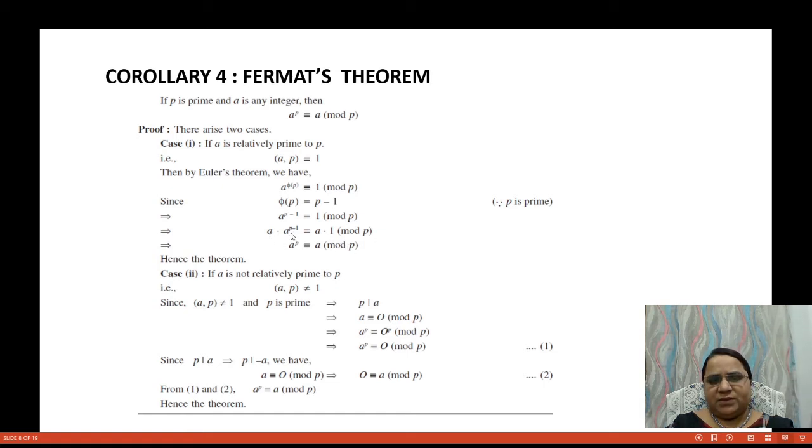Since the base is same, so powers can be added, 1 plus p minus 1 will be a raised to p. So a raised to p is congruent to a mod p. Hence the theorem. Next the case is 2.